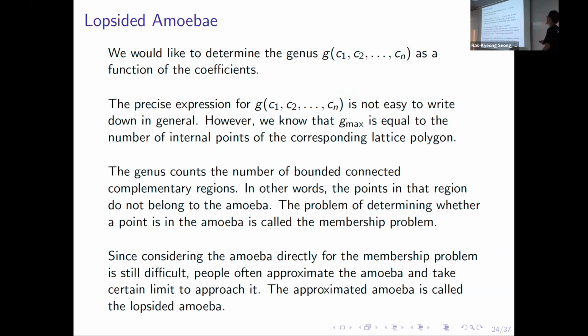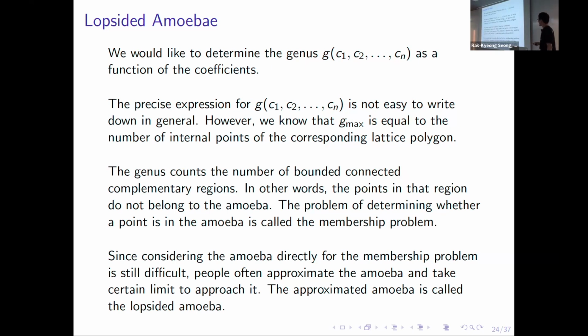We've been talking about how the genus is not easy to write down in general, but we do know that the maximal genus is given by the number of internal points. So in this square example, we only have g equal to 0 or g equal to 1, because there is only one internal point. There is also a related problem, namely the membership problem. Given a point on the plane, we would like to know whether it belongs to the amoeba.